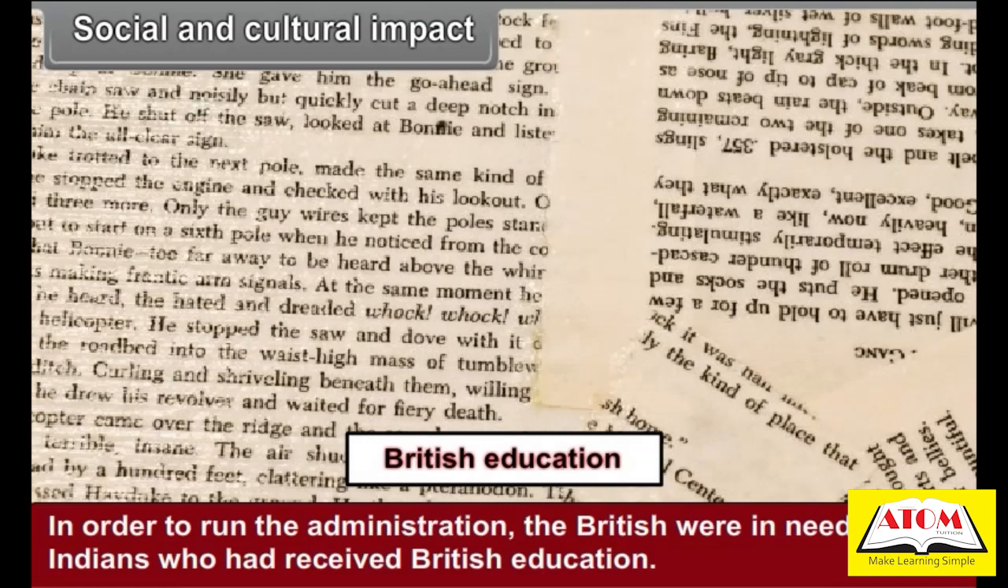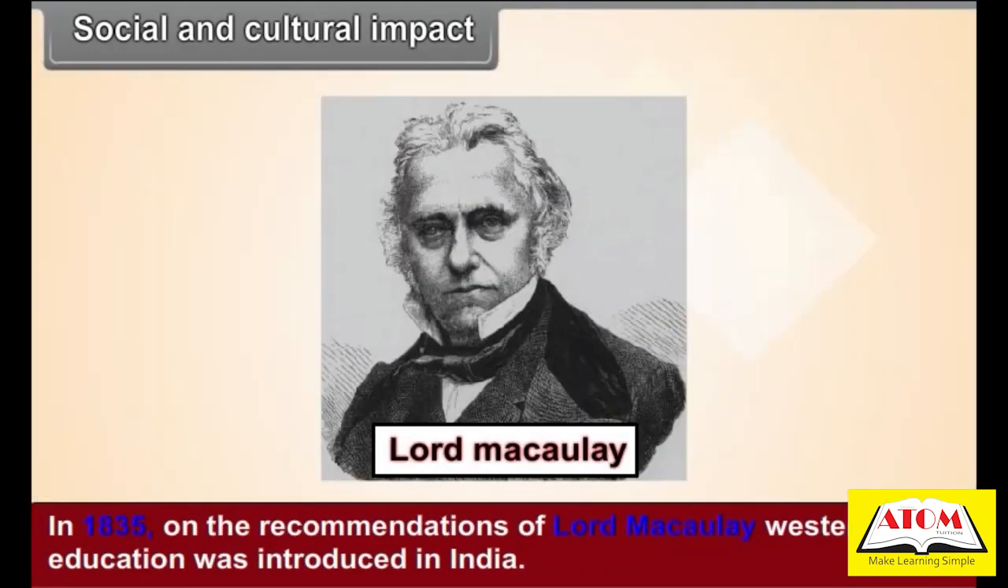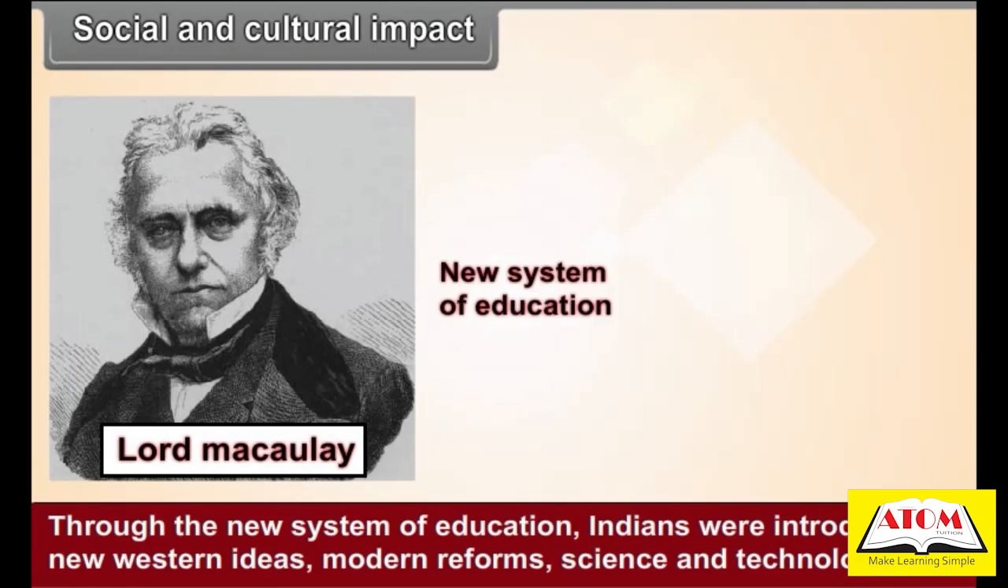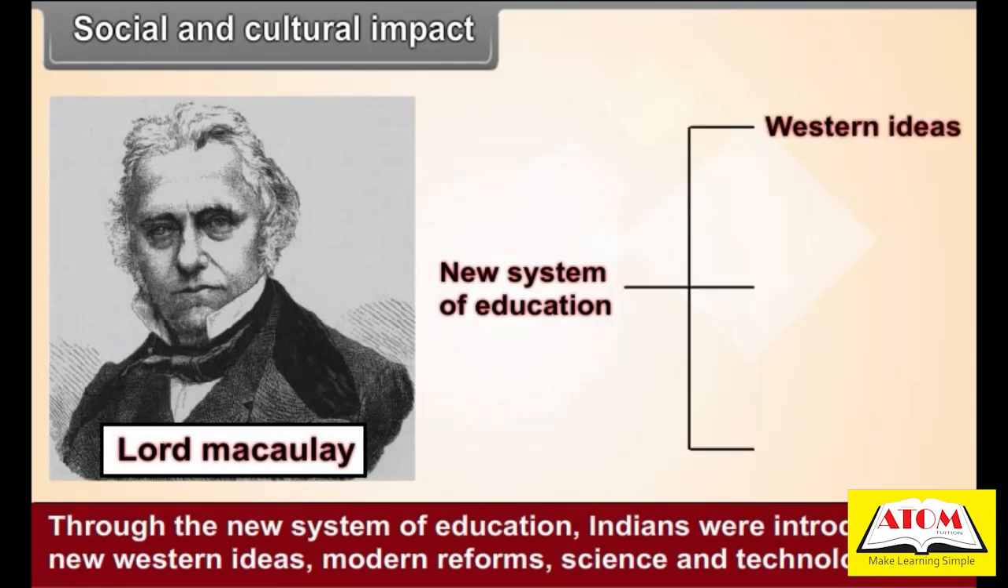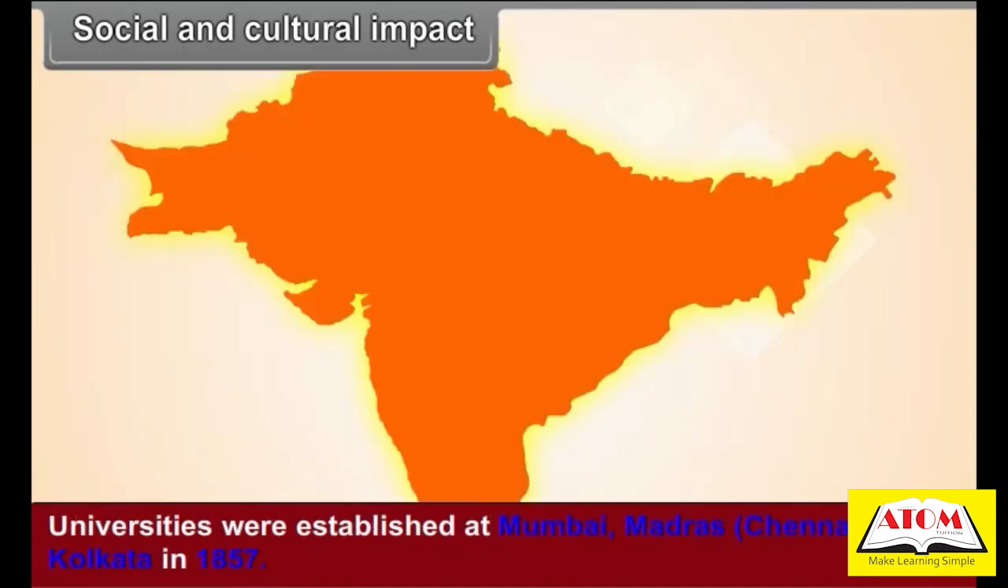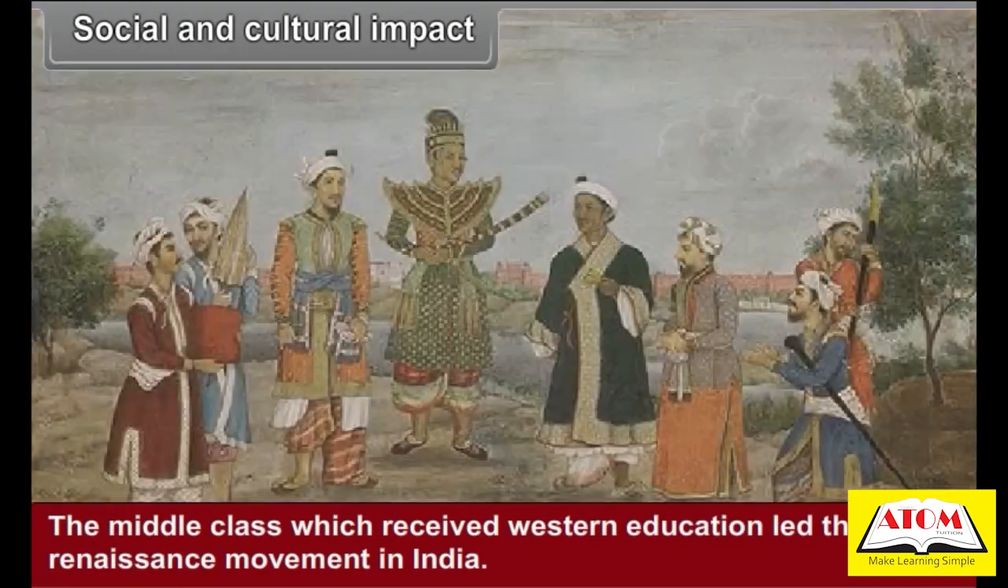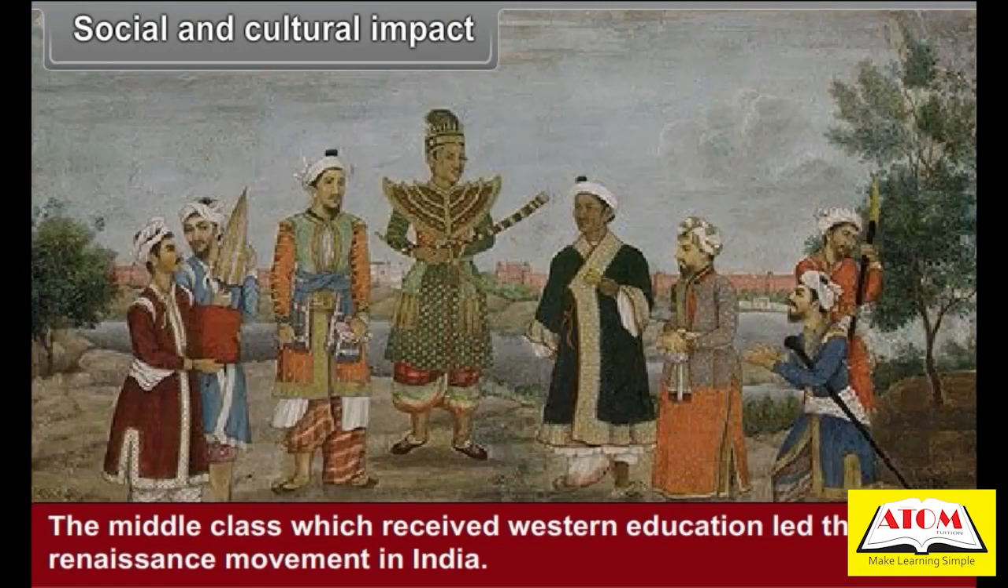In order to run the administration, the British were in need of Indians who had received British education. In 1835, on the recommendations of Lord Macaulay, Western education was introduced in India. Through the new system of education, Indians were introduced to new Western ideas, modern reforms, science and technology. Universities were established at Mumbai, Madras, Chennai, and Kolkata in 1857. The middle class which received Western education led the social renaissance movement in India.